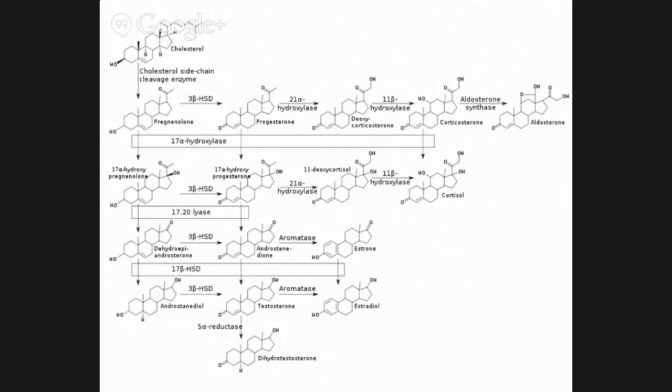In women, it's also going to do that. In women, progesterone is going to go through a few steps to make testosterone. And then testosterone is converted to estradiol.